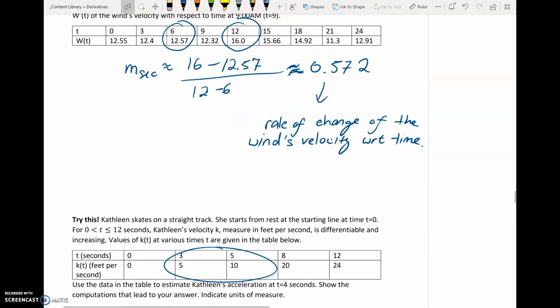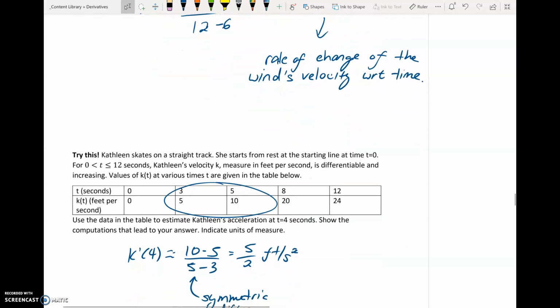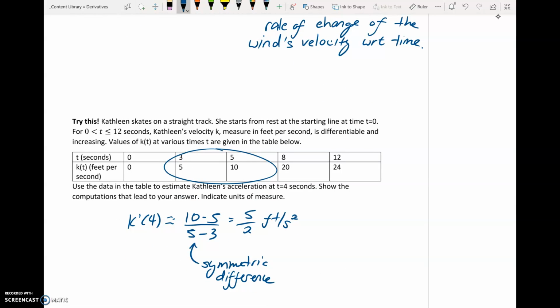So try the next question, and then when you're ready, just press play to reveal the answer. So again, for this, we're going to use a symmetric difference. In this case, we have Kathleen skates on a straight track. She starts from rest from a starting line at t equals 0 for an interval of 0 to 12 seconds. Kathleen's velocity, which is k, is differentiable and increasing. Values of k of t at various times are given in the table below.